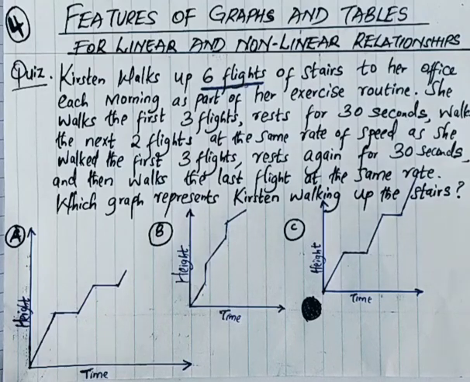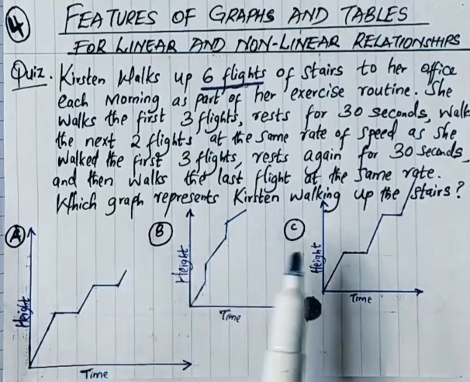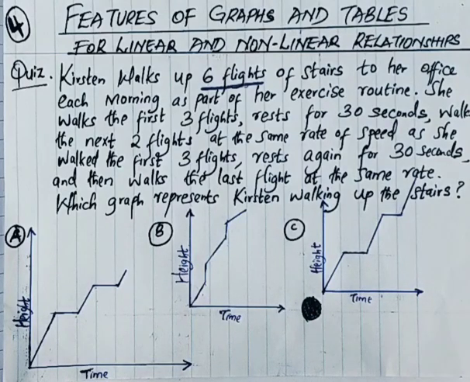The information is there are 6 flights of stairs, and she walks the first 3, rests for 30 seconds, then walks another 2 flights, rests for 30 seconds, and finishes with the last one. So when you look at these graphs, you can work by elimination. These are 3 choices: A, B, and C. And yes, we can work with elimination.